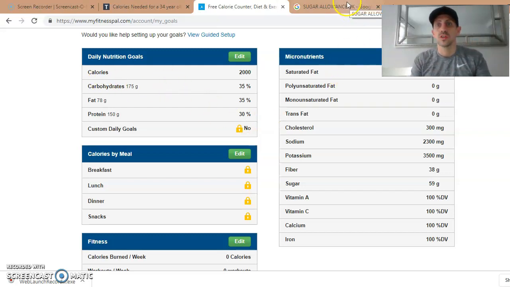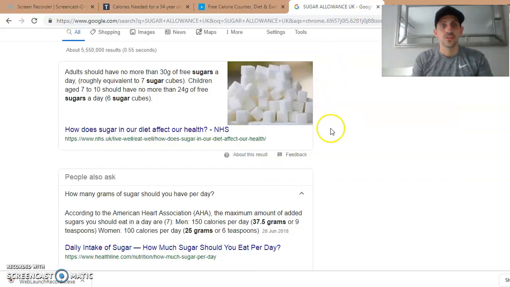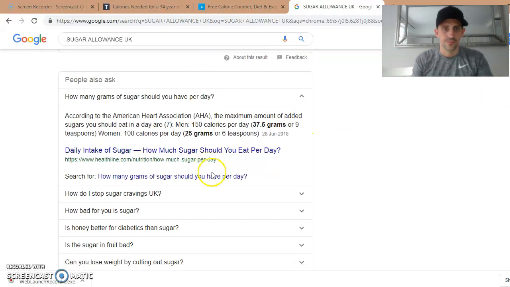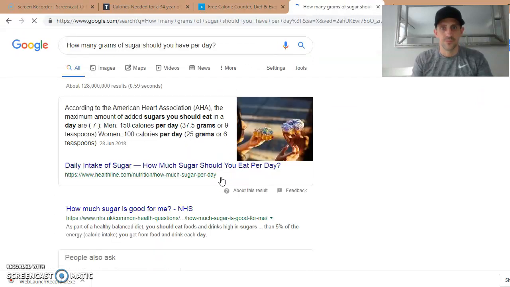Also, what we want you to do is look at sugar allowance. So when I look into sugar allowance here, it says adults should have no more than 30 grams of free sugars a day, roughly equivalent to 7 sugar cubes. When I scroll down here, so there it is there. So men 150 calories per day maximum, up to 37 grams, and women 100 calories per day, 25 grams.